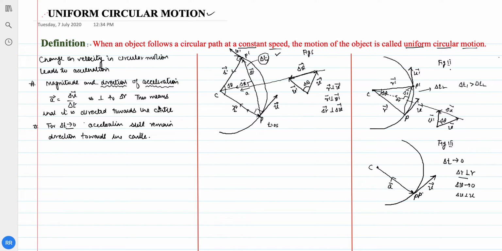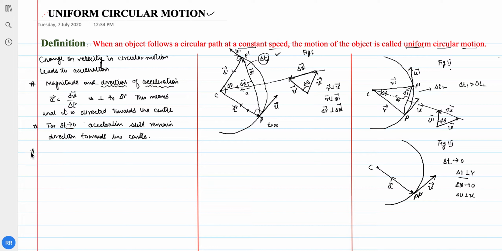So this is called centripetal acceleration. So its name is centripetal acceleration. Why? Because it is derived from the Greek word centripetal, meaning center seeking. So I will explain it at the end of the lecture. So now the question is to find the magnitude of acceleration.